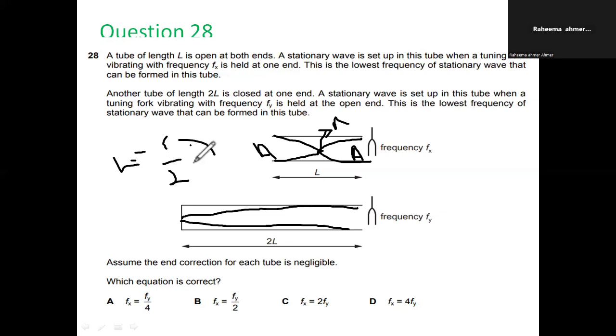Understood how? Because the distance between an antinode and a node is 1/4 lambda. So this is technically 1/4 lambda, and this is also technically 1/4 lambda. When you add both to find the value of L in terms of lambda, because we have to find the frequency, it would be 1/2 lambda. And for this one, as it's very clear that the distance between the node and the antinode is 1/4 lambda, the value of 2L would be 1/4 lambda. So now let's see how we will solve this question, as I have already done the working for you.